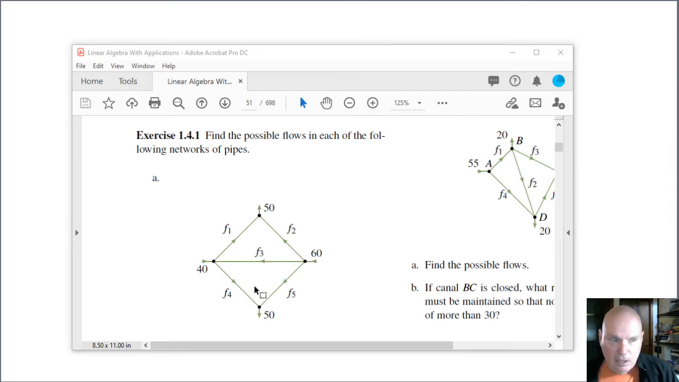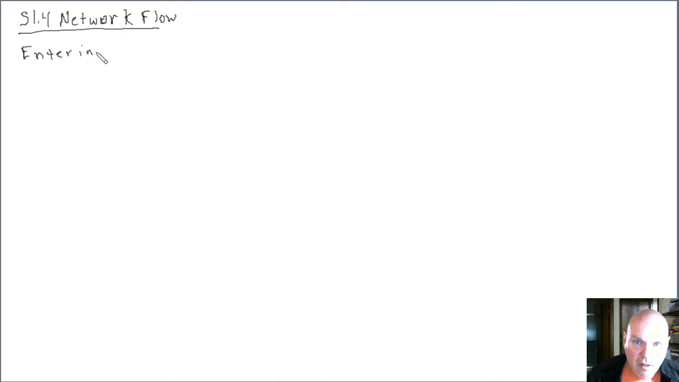So let me switch over to my whiteboard. Okay. So again, this is section 1.4, applications to network flow. Again, this is an example from the end of this section. So refer to your textbook.